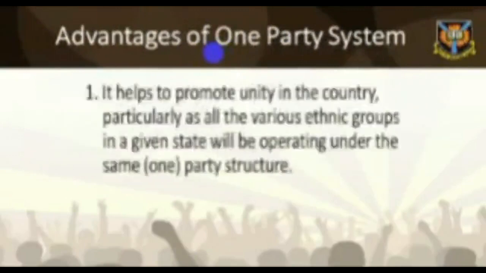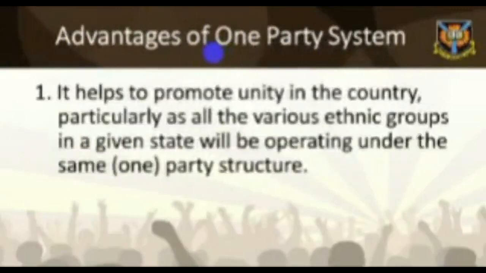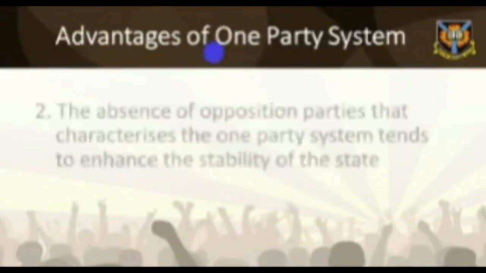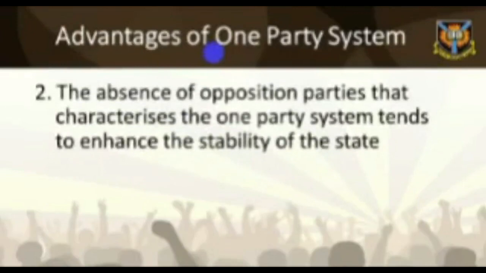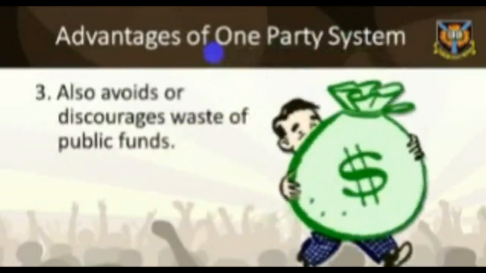Advantages of one-party system. 1. It helps to promote unity in the country, particularly as all the various ethnic groups in a given state will be operating under the same one-party structure. 2. The absence of opposition parties that characterizes the one-party system tends to enhance the stability of the state. 3. One-party system also avoids or discourages waste of public funds. This is because there are no opposition parties to contest elections.